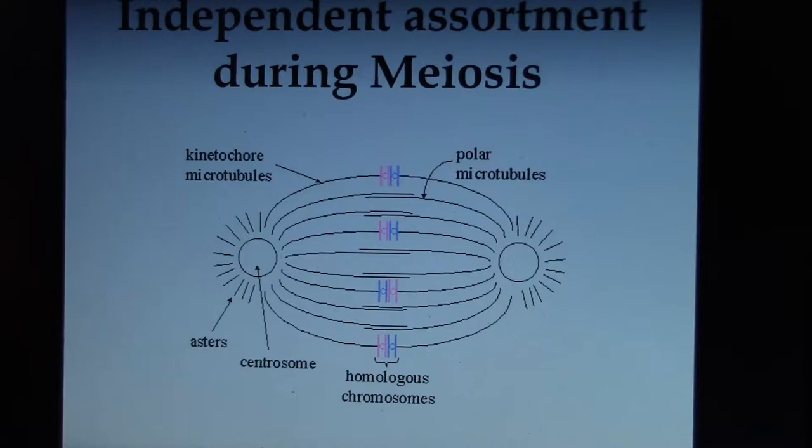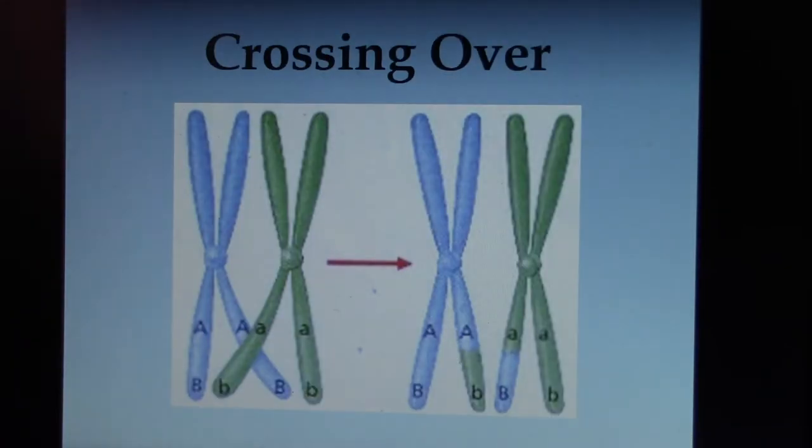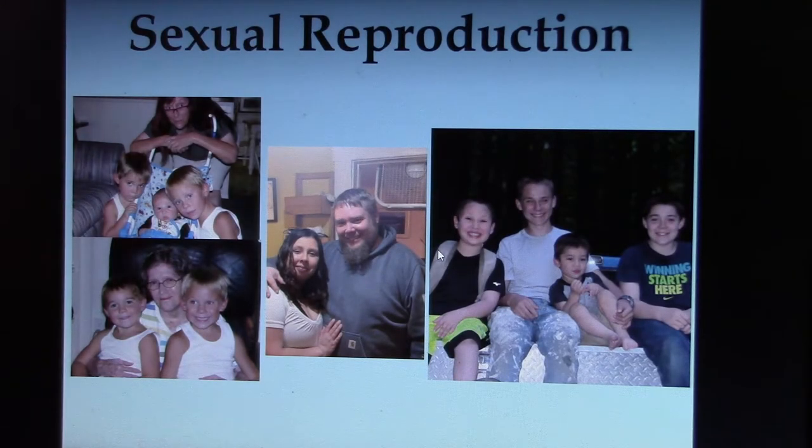Then there's independent assortment and meiosis. So two of these are related to sexual reproduction, well, in meiosis, that part of sexual reproduction. So remember, we talked about the fact that with our 23 pairs of chromosomes, it is not very likely that all 23 from mom end up in one secondary oocyte and the other one end up in the polar body. There's independent assortment. And crossing over as well leads to more variation. So crossing over is a very good thing in that regard. Of course, just sexual reproduction itself.